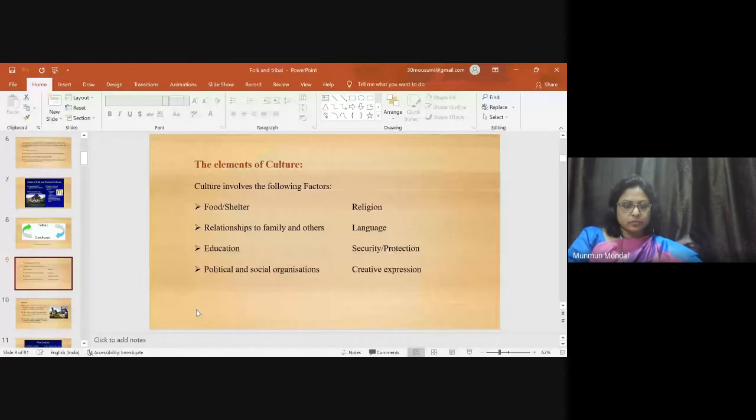Now I have mentioned 8 such elements, but this is not only limited to these 8 elements. Food, shelter, relationship with family and others, education, political and social organizations, religion, language, security, protection, creative expression, all these are very much an integral part of the culture of any place. I'm just giving one example. When we talk about the culture of Assam, Gujarat, or Bengal, they are very much different to some extent. Why? Because their landscape is different, their food habit is different, social organization and language are different. So all these matter when we talk about regional culture.